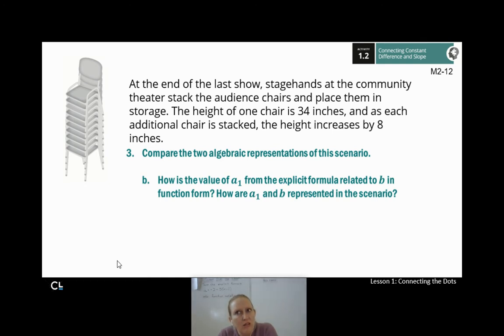How are they related? Are they related? And how are they represented in the scenario? What kind of units are we talking about here? Go ahead and hit pause to write this down, hit play when you're ready to check your work.